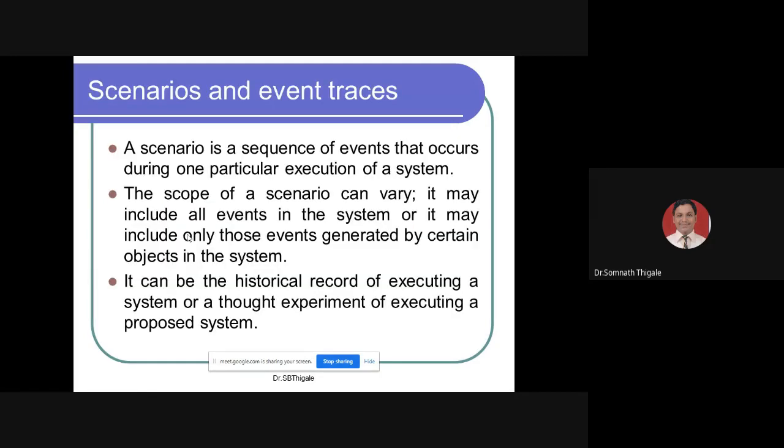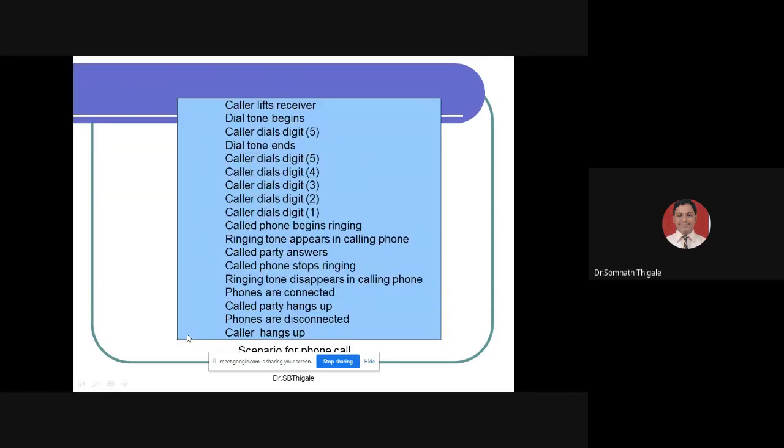Then we have discussed the basic idea about the scenarios and event traces. So scenario, remember, is nothing but a sequence of events that occurs during one particular execution of a system. The scope of a scenario can vary. It may include all events in the system, or it may include only those events generated by certain objects in the system. It can be the historical record of executing a system, or thought experiments of executing a proposed system.